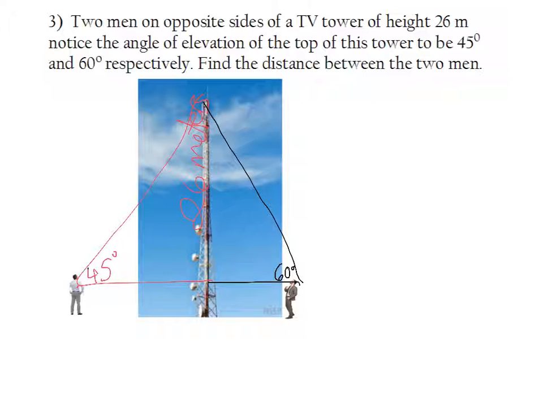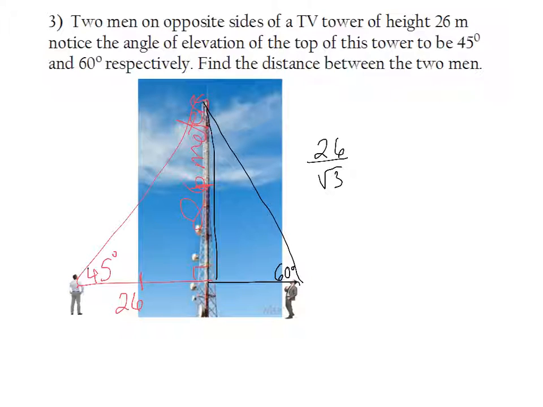And you should recognize those are going to be special right triangles. On a 45 right triangle, this leg and this leg are the same. And we know that the tower is 26 meters, so this is going to be 26 meters as well. Remember, we are kind of ignoring this business here. In the black right triangle, the 26 is actually going to be your long leg. I need to divide that by root 3 to get to the short leg.